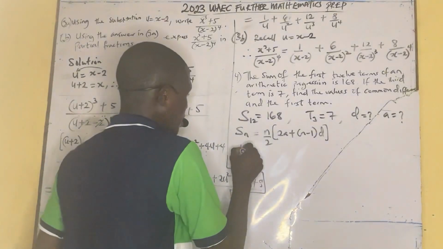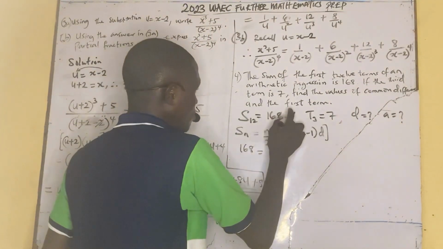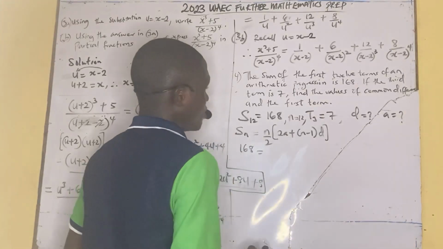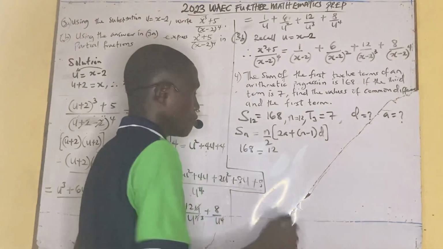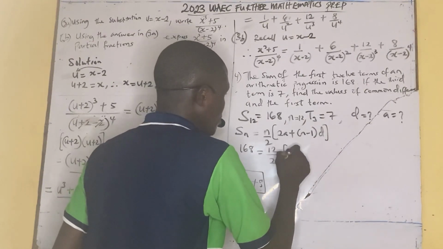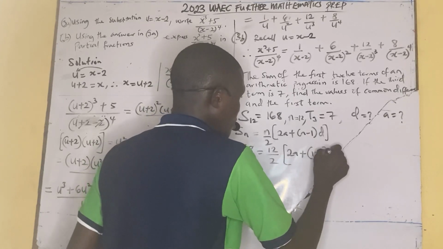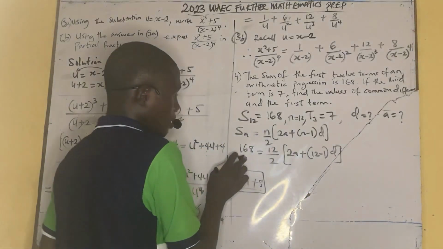So the first thing is to substitute your value. 168. Then we have 12 terms. Don't forget, they said sum of 12 terms. So you put your n equals 12 here. So for this, n is 12 all over 2. Then your a is not given. 2a plus 12 minus 1. Then d is not given.